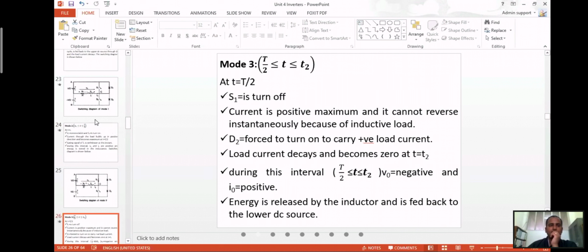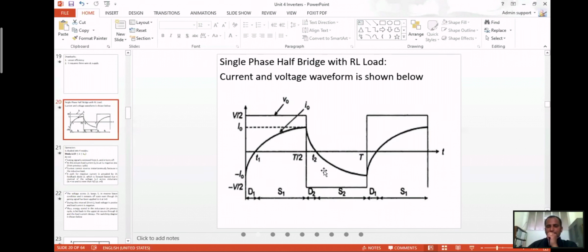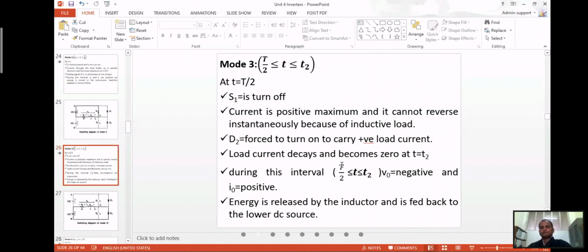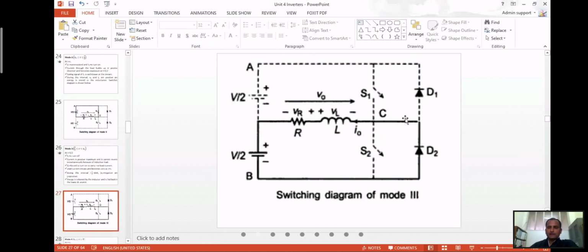From this diagram, the current decays to 0 at T by 2. During this interval, the load voltage will be negative and the current will be positive. So energy is released by the inductors and fed back to the lower DC source. This is the switching diagram for mode 3 operation, where D2 is conducting.